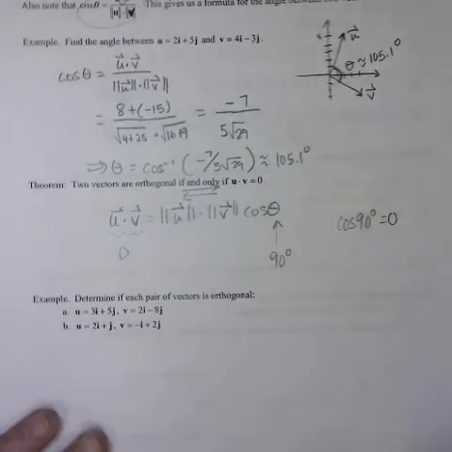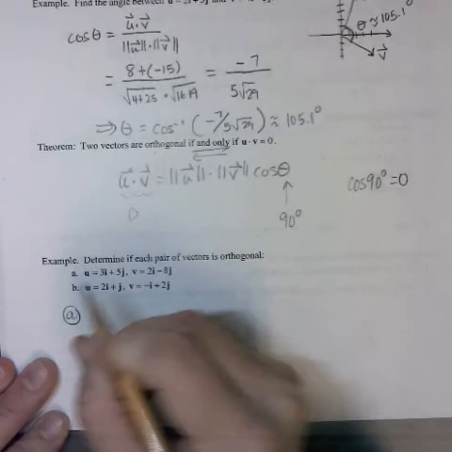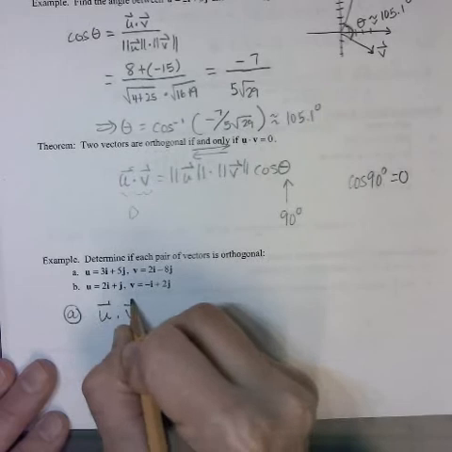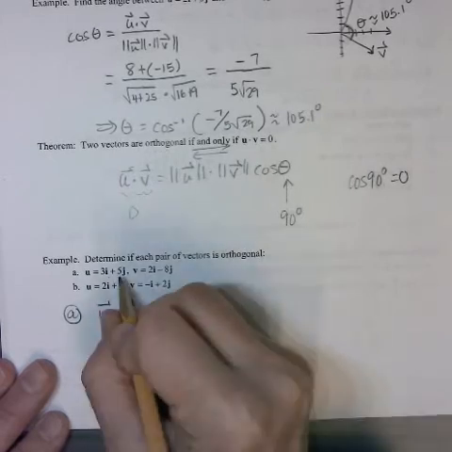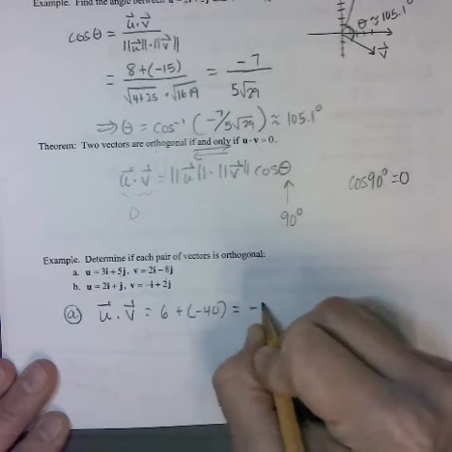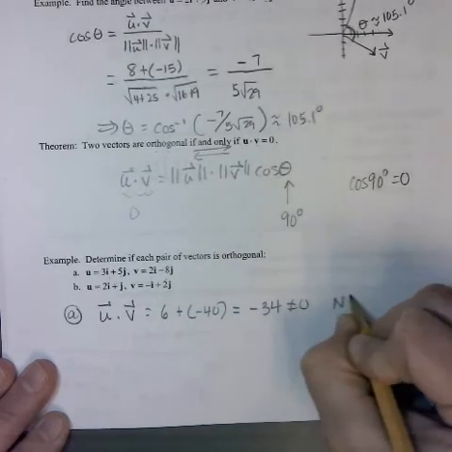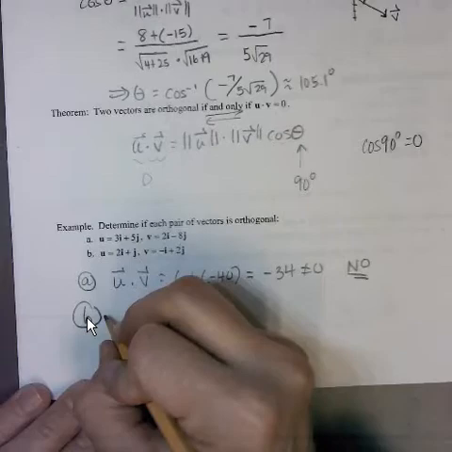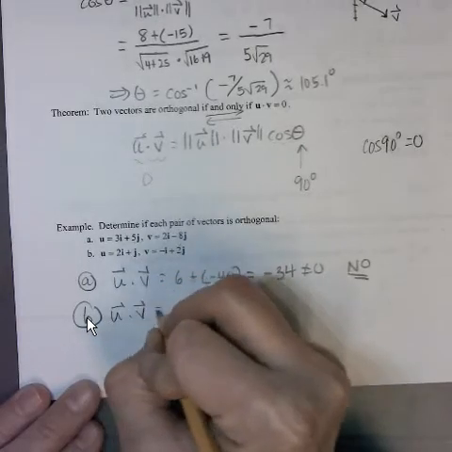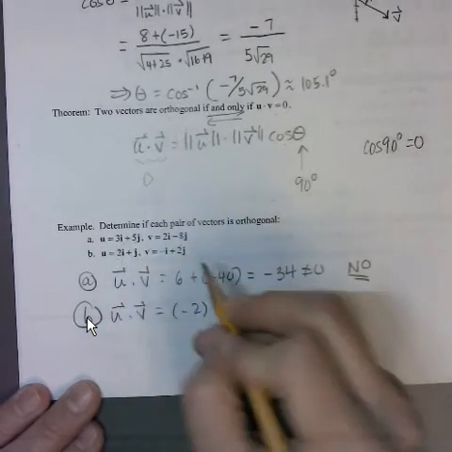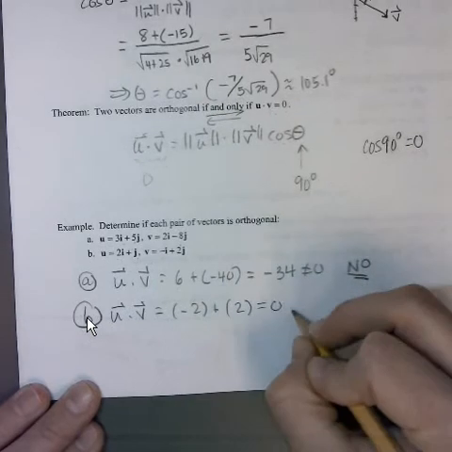So in part A of this next example, just real quick, if you want to know if these are orthogonal, you just find u dot v. 3 times 2 is 6, plus 5 times negative 8 is negative 40. So negative 34, that's not 0, so no. That's all you need to do to determine if the two vectors are orthogonal. B, u dot v is 2 times negative 1, which is negative 2, plus 1 times 2 is 2. That equals 0. So yes, those ones are orthogonal.